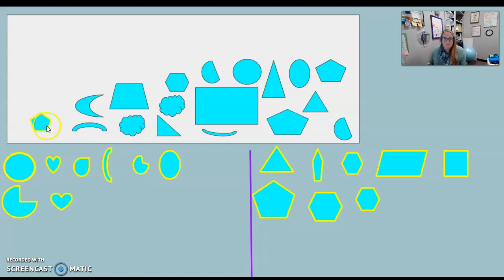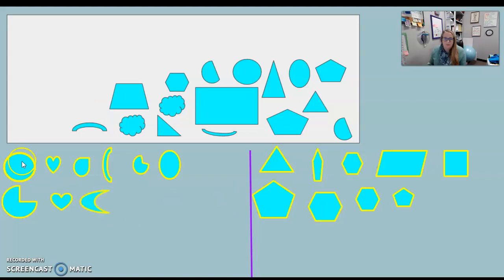Okay, what about this? 1, 2, 3, 4, 5. What's a 5-sided shape called again? Yeah, it's called a pentagon. Is the pentagon going to go with the circle or some of the other pentagons? Yeah, let's put it with this other pentagon. Alright, what's next? Ooh, we have a moon. Is the moon going to go with the circle or with the triangle?